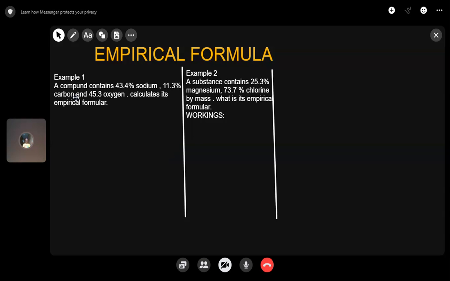The first example we're going to be solving is example one. A compound contains 43.4% sodium, 11.3% carbon and 45.3% oxygen. Calculate its empirical formula. So let's start.